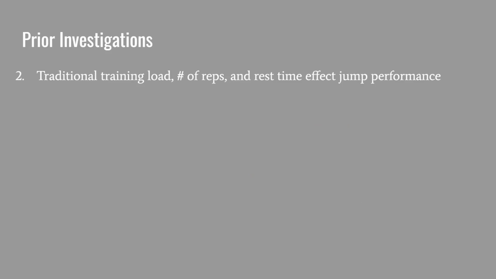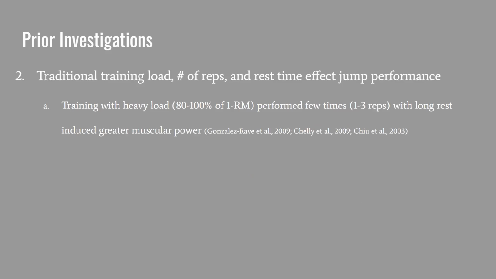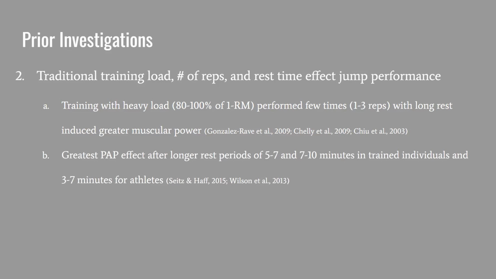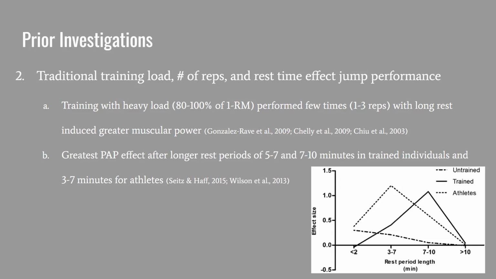Right, so with the research, they were showing that the traditional training load, the number of reps and the rest time all have their own effect on jump performance. Training with heavy load, about 80 to 100% of 1RM, and then performed a few times with longer rest periods induced greater muscular power. Go to the second one. The greatest PAP effect after a longer rest period of 5 to 7 minutes and 7 to 10 minutes were seen in trained individuals, and then 3 to 7 minutes for athletes. And this was compared to rest intervals of only 2 minutes.